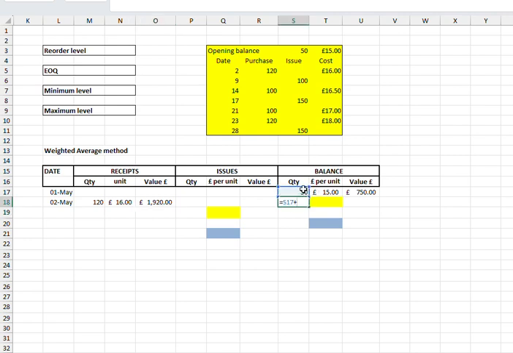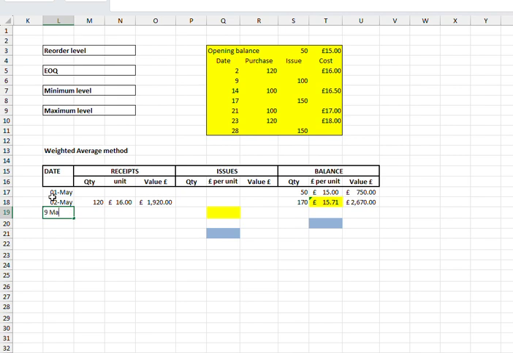So we add the two quantities together. Okay, the 50 plus the 120 gives the 170. We add the two values together. So the 750 and the 1920 gives us 2670, and we get our average, or weighted average, by taking the value and dividing it by the quantity. So that's straightforward. It's easier than FIFO, I think.